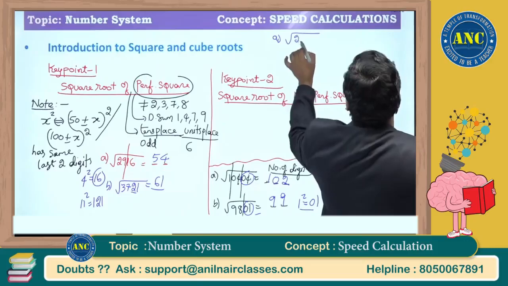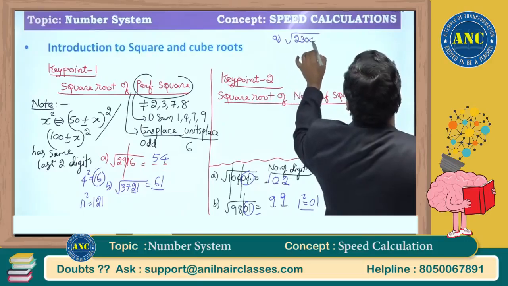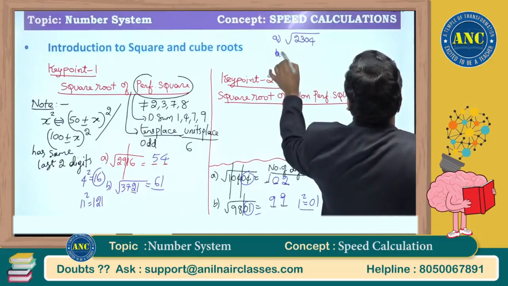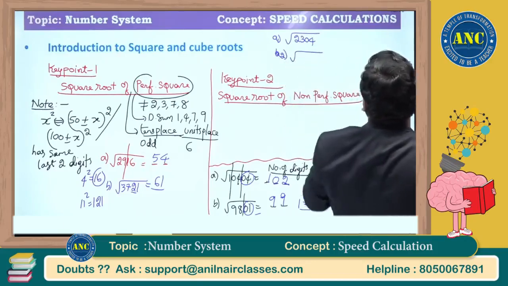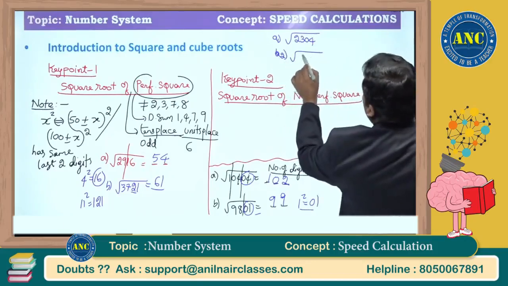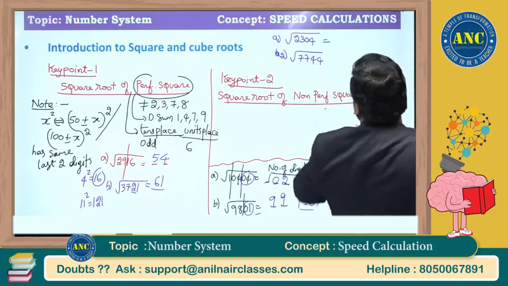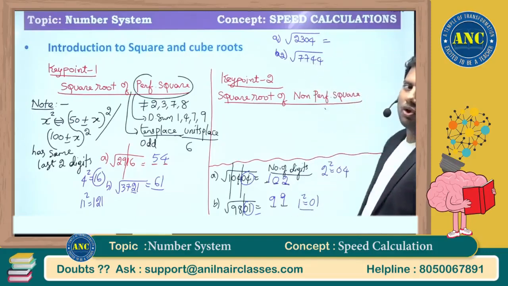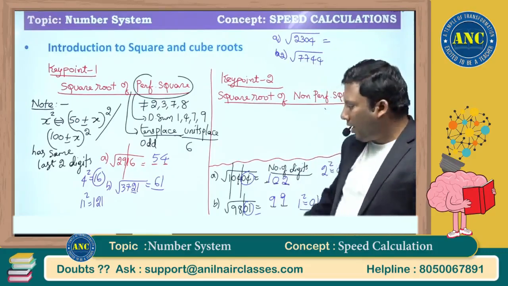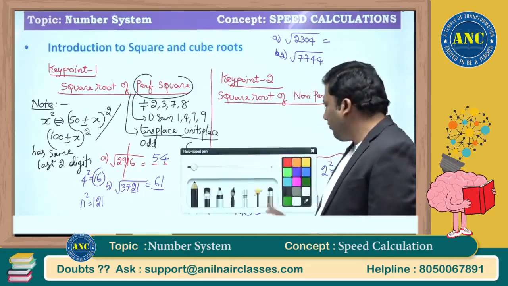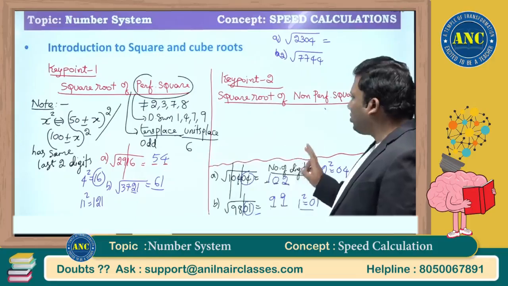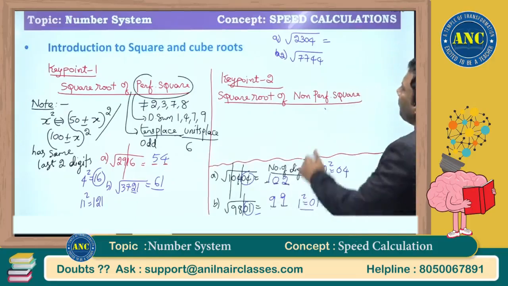Like that, you can create a lot of examples. Suppose the question is the square root of 2304. Another example, the square root of 7744. Let us do these two questions without even using pen on paper. Once you are comfortable with the last two digits, the logic will be very, very easy.